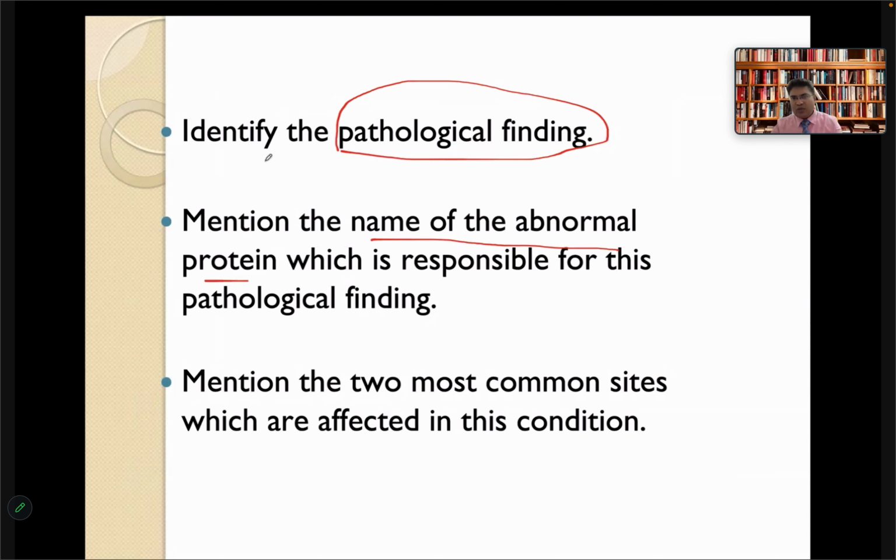Now pay attention to both the questions, first and second, right? So the pathological finding is Lewy body. And the name of the abnormal protein is alpha-synuclein. Is this clear? Mention the 2 most common sites. So number 1 is substantia nigra and number 2 is locus coeruleus. So these are the 2 most important common sites, substantia nigra and locus coeruleus.